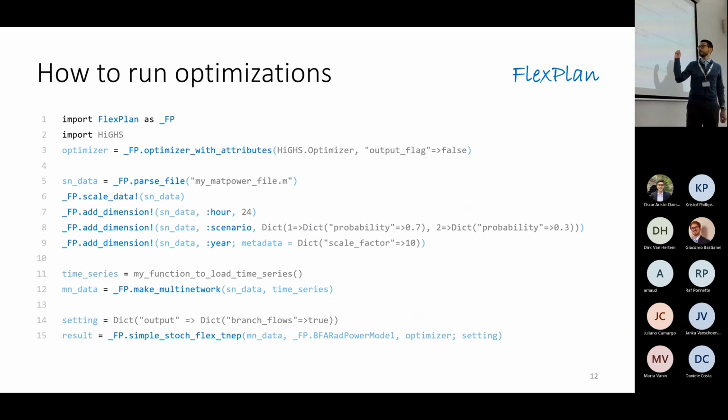In order to construct time series that will be used by the make multi-network function, the user still has to provide a function that puts everything in place. It's not already automated. And finally, this is the name of the function that actually builds the model and solves the problem.